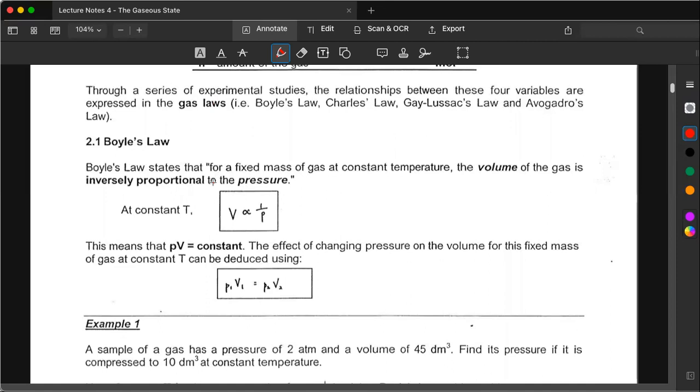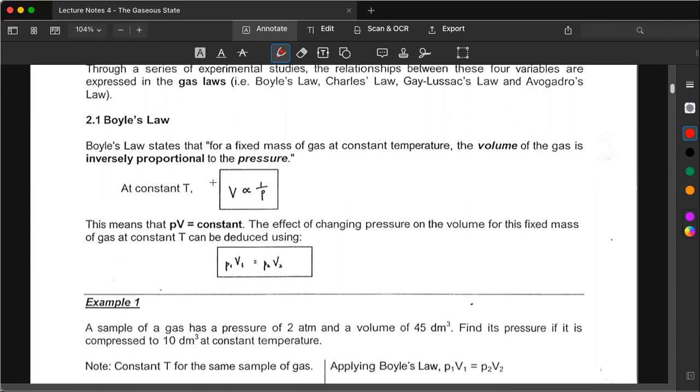So in Boyle's Law, it states that for a fixed mass of gas at constant temperature, the volume is inversely proportional to the pressure. That means PV is constant. So the effect of changing pressure on the volume for this fixed mass of gas can be deduced using P1V1 equal to P2V2. That only is true when the temperature is constant.